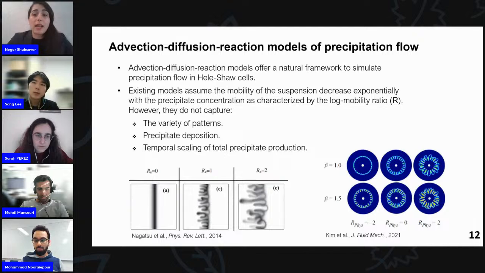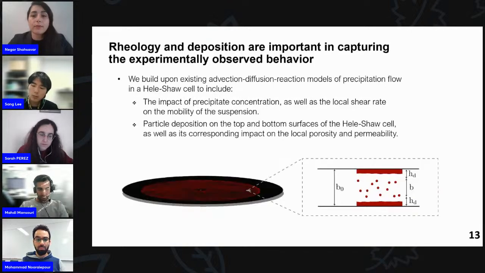Modeling of precipitation flow has been the focus of many researchers. The existing models use an advection diffusion reaction equation, and they assumed that the viscosity changes exponentially with the precipitation concentration. These models did not capture the variety of patterns observed in experiments, and also they did not capture the deposition and temporal scaling of total precipitation production. Based on our experimental observation, we think the existing models can be improved by incorporating a more realistic rheology and deposition models in order to capture the behavior we observe in the experiments.